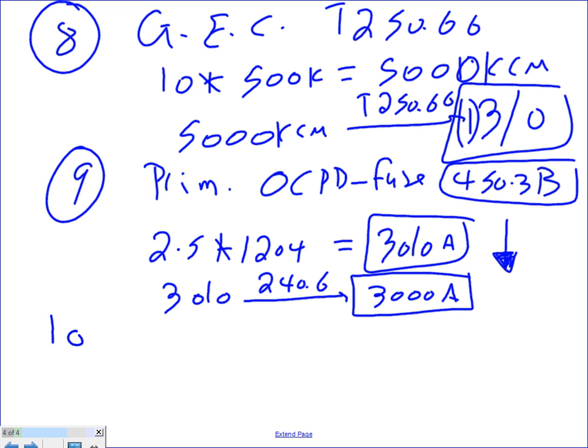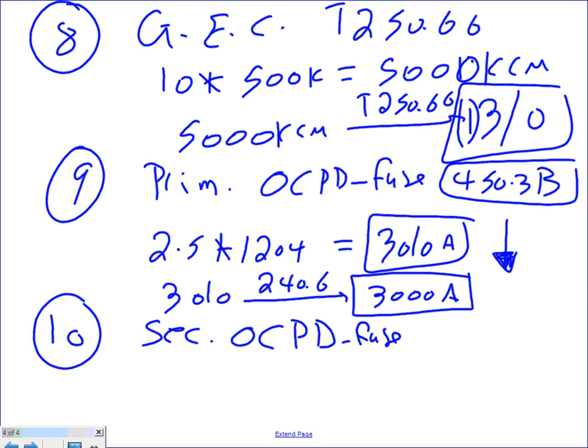Number 10 and the last one. Oops. The one before the last. What do you guys think we're going to do now? Secondary. Secondary overcurrent protection device, aka fuse. We're using a fuse. If you go to the same table here, it's going to tell you to multiply by 1.25. 1.25 times, that's what I need Chris to give me.